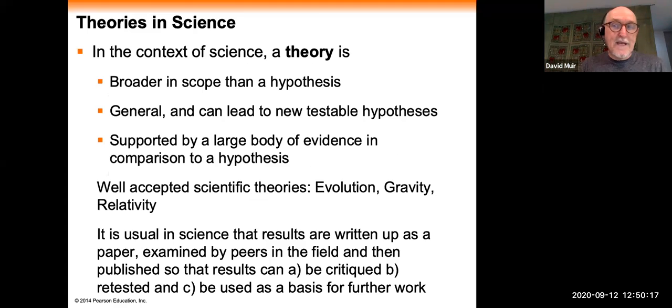And there are things which are just so familiar to us, we don't realize the importance of that word theory in their names. We talk about the theory of evolution. We talk about the theory of gravity. We talk about the theory of relativity. That word theory has a specific scientific meaning.